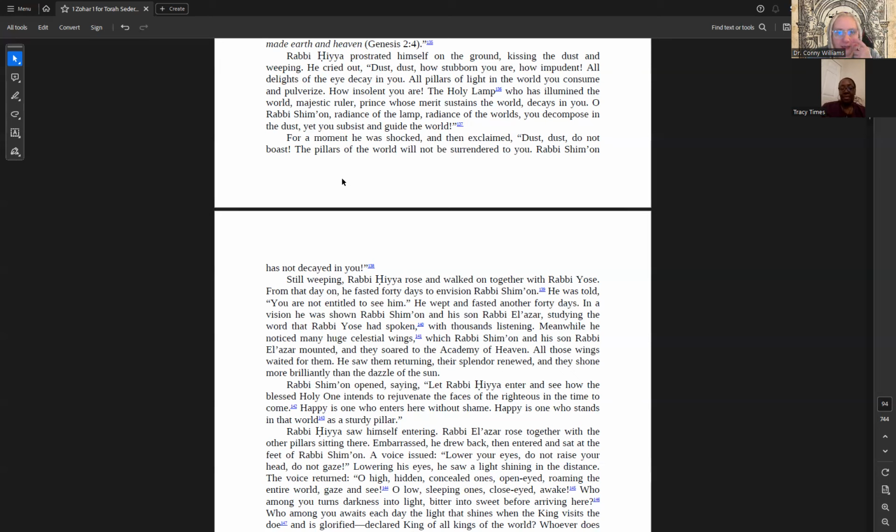All right, Rabbi Chia prostrated himself on the ground, kissed the dust, and weeping, he cried out, Dust, dust, how stubborn are you? How impudent! All the lights of the eye decay in you. All pillars of light in the world you consume and pulverize. How insolent are you, the holy lamp. Wow. Somebody recognized what the dust really is.